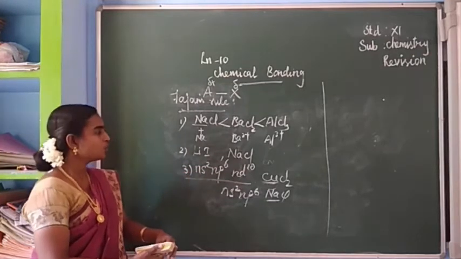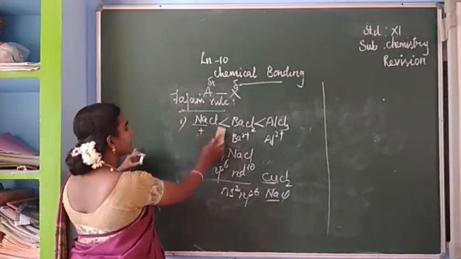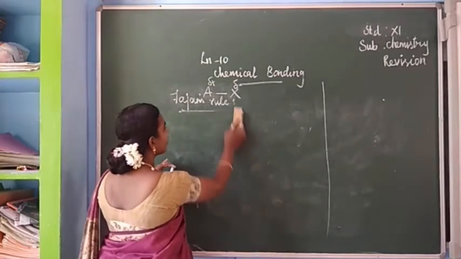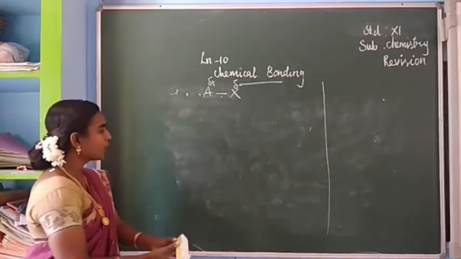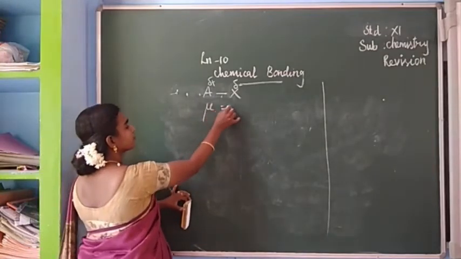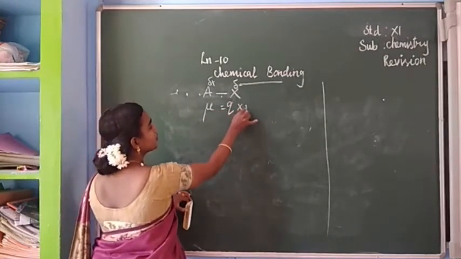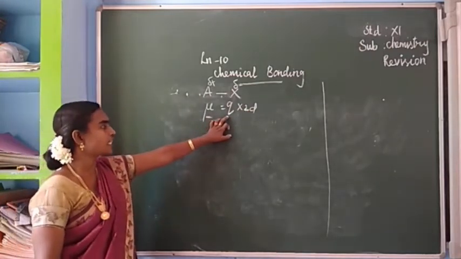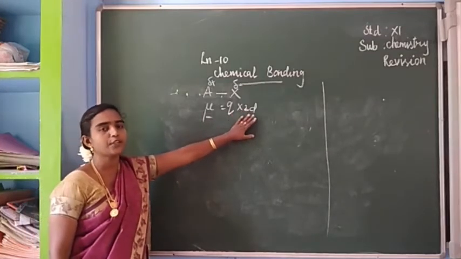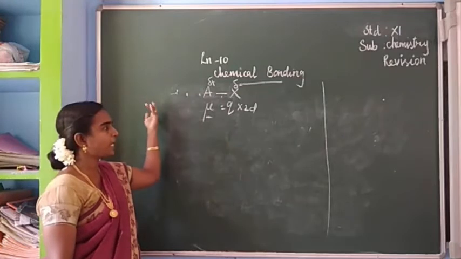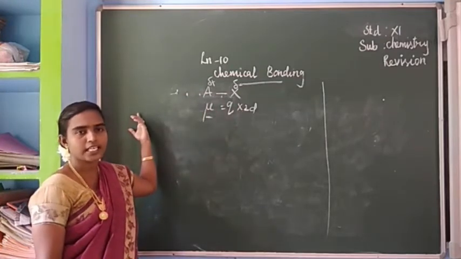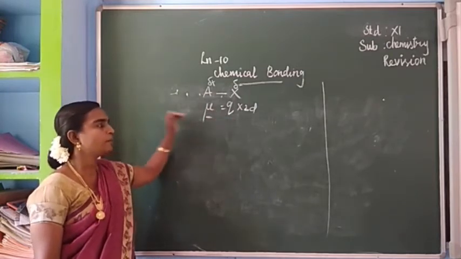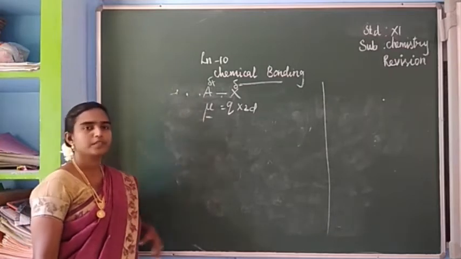Is it clear? Usually the polarity of a bond can be explained in terms of dipole moment. The dipole moment formula is mu equals Q into 2d. Mu is the dipole moment, Q is the charge, and 2d is the distance between the two charges, partial positive and partial negative. Two atoms are there, so we consider two charges, plus Q and minus Q, and the distance between the two atoms is 2d. Is it clear?